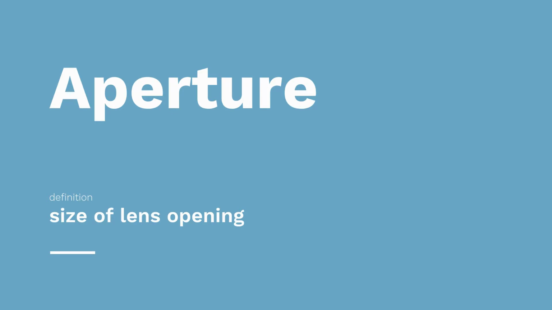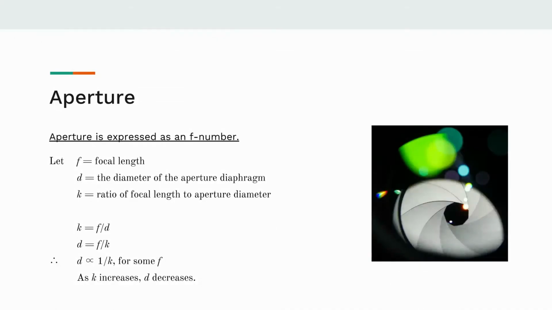And the second element of the exposure triangle is aperture, which is the size of the lens opening, the size of the hole in your lens. Why is this important? Well, if you have a bigger hole, more light can go in and reach your sensor. If you have a smaller hole, less light can go through the lens to your sensor. So we'll talk about that later. But first of all, aperture is expressed as an F number.